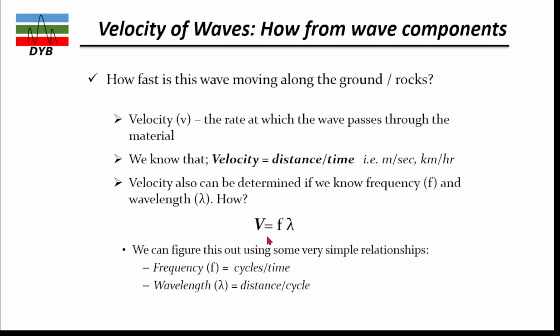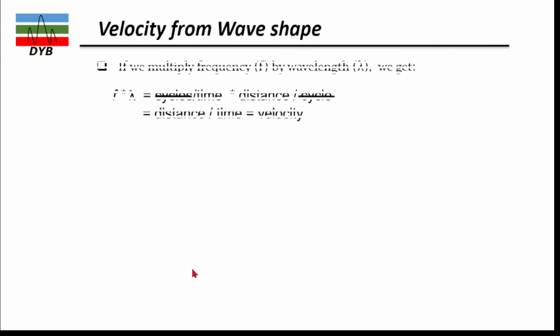So now we can also break down these elements. Frequency is equal to cycles per time, and the wavelength is equal to distance per cycle. So now we combine this with the formulation v is equal to f lambda. If we put in only the parameters, cycles per time and distance per cycle, the cycles cancel. So we are left with distance per time, which is equal to velocity.